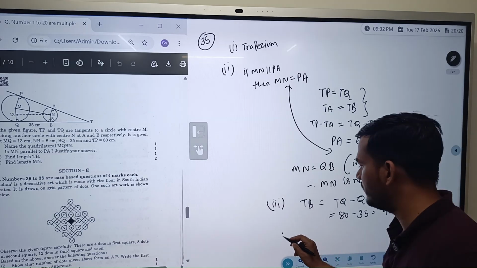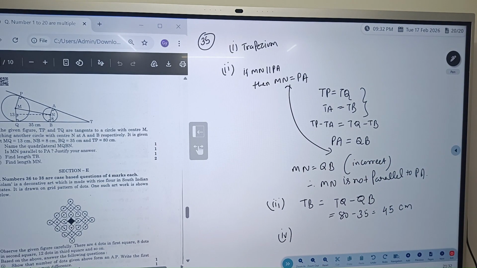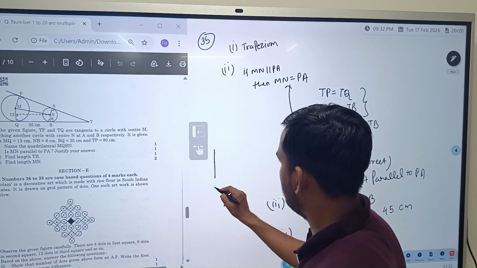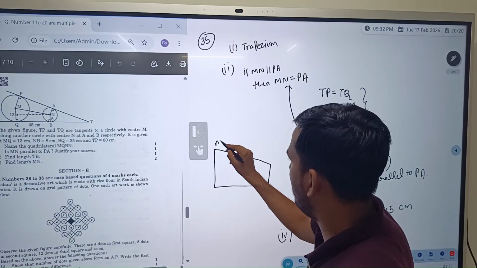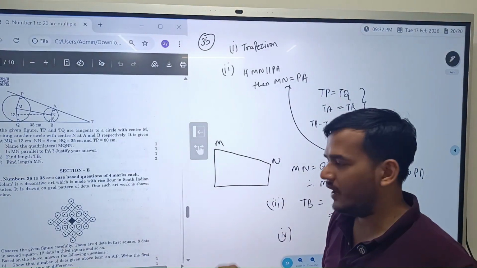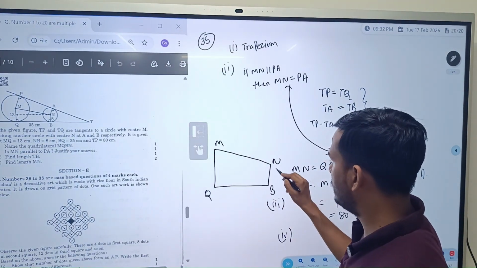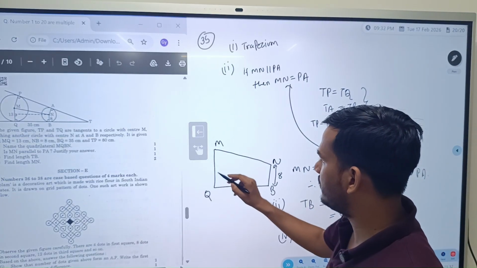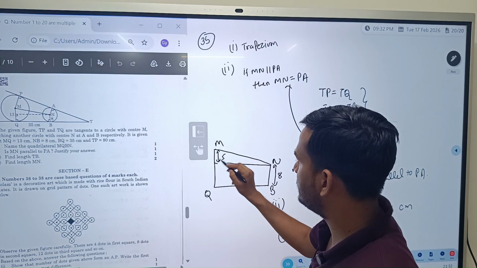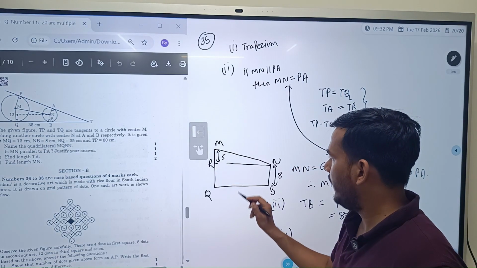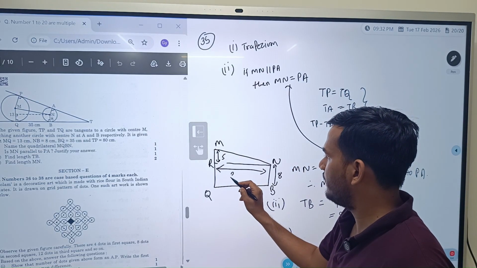And the fourth part, length of MN. So for that we can make this figure. This is M, this is N, and this is QB. So this is 8, correct? And this is 13. So this will be 5. Let's say this is R. And this value is 35.